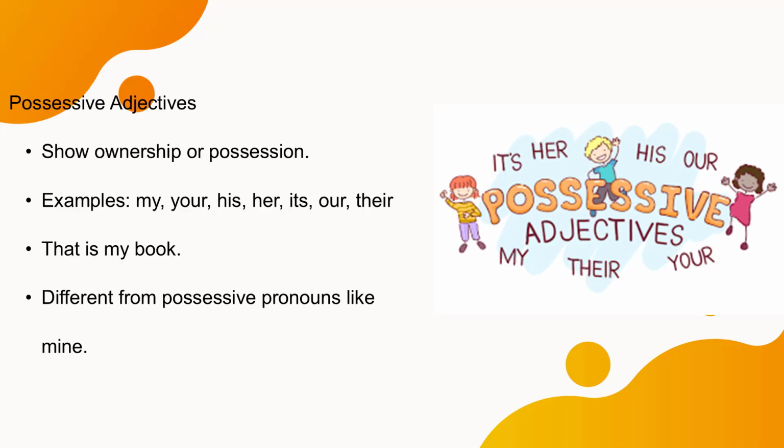Possessive adjectives. Let's now discuss possessive adjectives. These show ownership or possession, like my, your, his, her, its, our, their. Example, that is my book. They differ from possessive pronouns like mine. They're always followed by a noun.